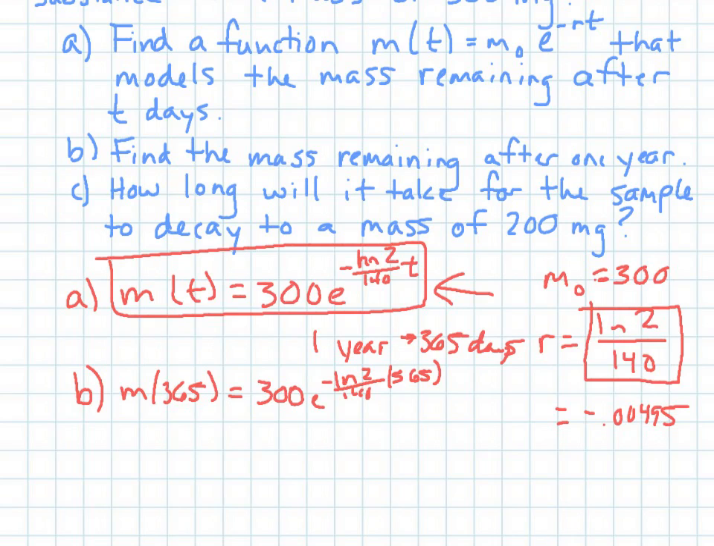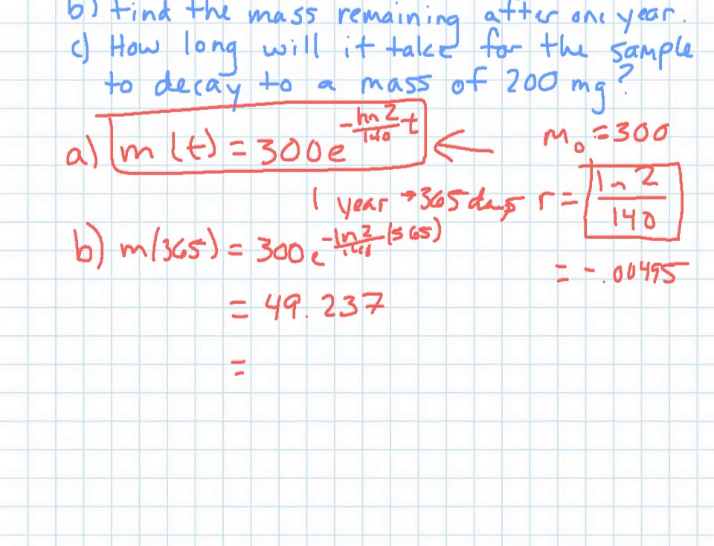Now remember, leave that in your calculator. Take second e to the second answer power. It gets me about 0.16, and then times 300. So then here, I get 49.237. And because we're talking about mass, in milligrams you can have a decimal. Let's round it to the nearest hundredth though. So 49.24 milligrams. Okay.